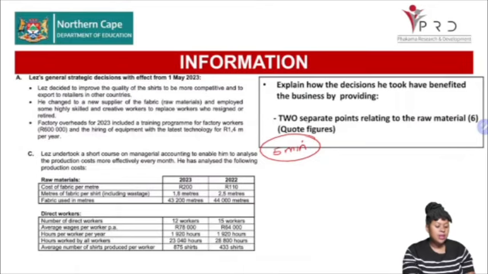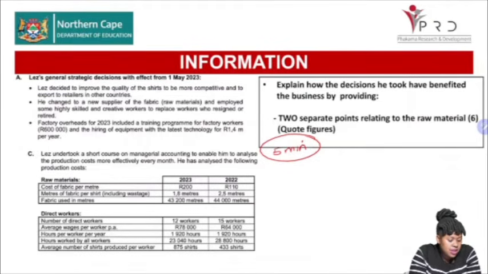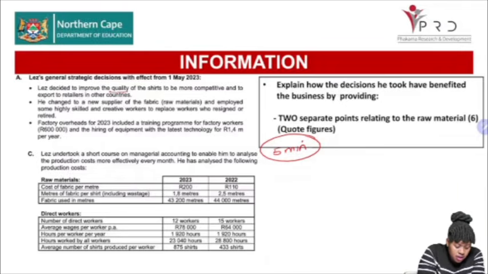Welcome back, grade 12. Now let's quickly look at Les's general strategic decisions with effect from 1 May 2023. Les decided to improve the quality of the shirts to be more competitive and to export to retailers in other countries, right? He changed to a new supplier of the fabric, which is the raw material. That's what we are looking at.